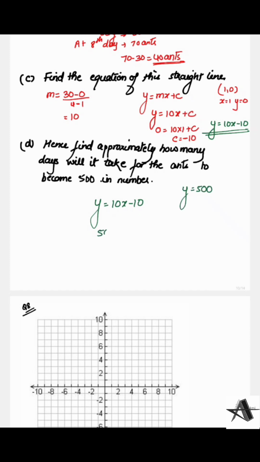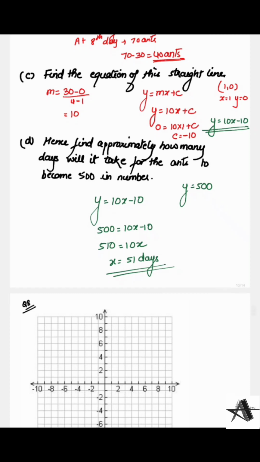So substitute the value of y as 500, 10x minus 10. Bring it here, 510. Whenever we transpose, negative changes to positive. 510 equals 10x and x equals 510 over 10, 51 days. So it will take 51 days to become 500 in number. Moving on to the next question.